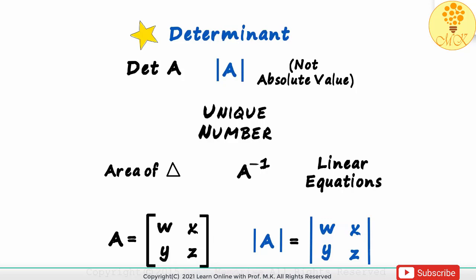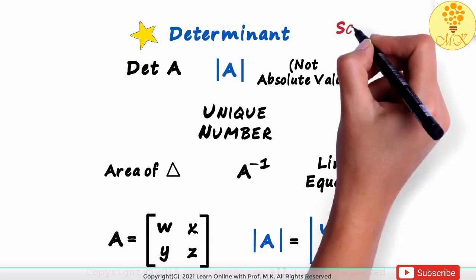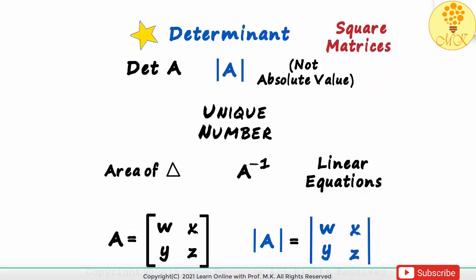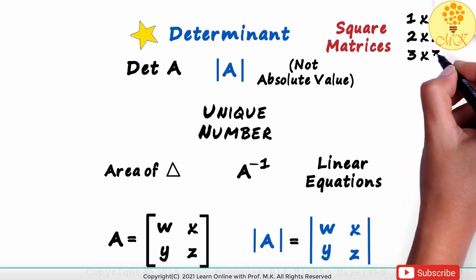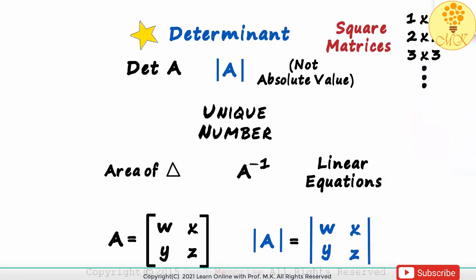And the last thing we need to know about the determinant of a matrix is that it can calculate only square matrices. Yes, it'll work only for matrices of the order 1 by 1, 2 by 2, 3 by 3, and so on. But how do we calculate the determinant of a matrix? We will cover that in the next part of the lesson.